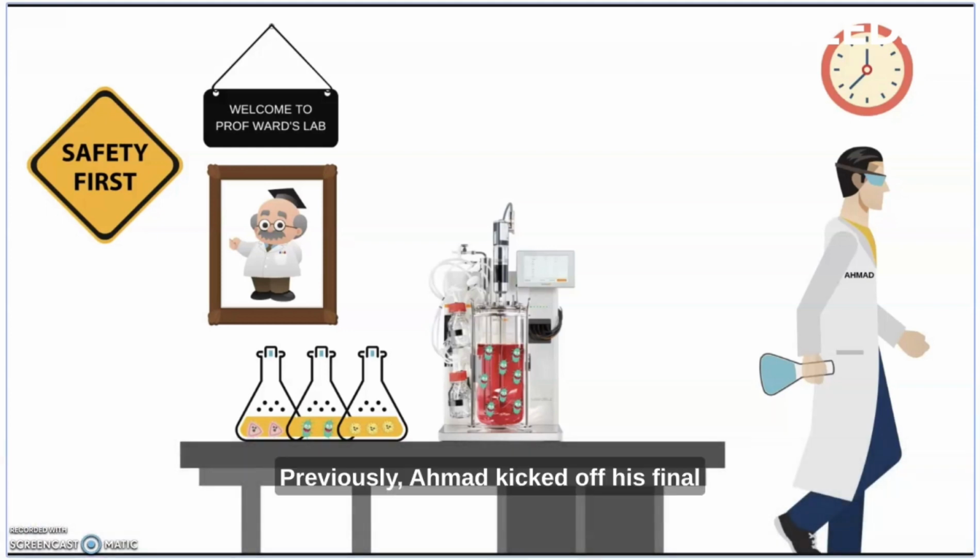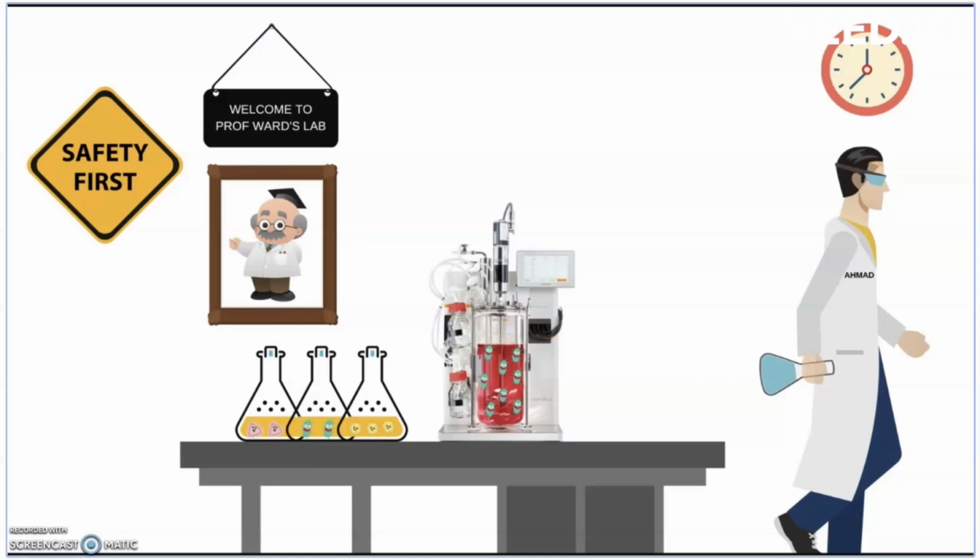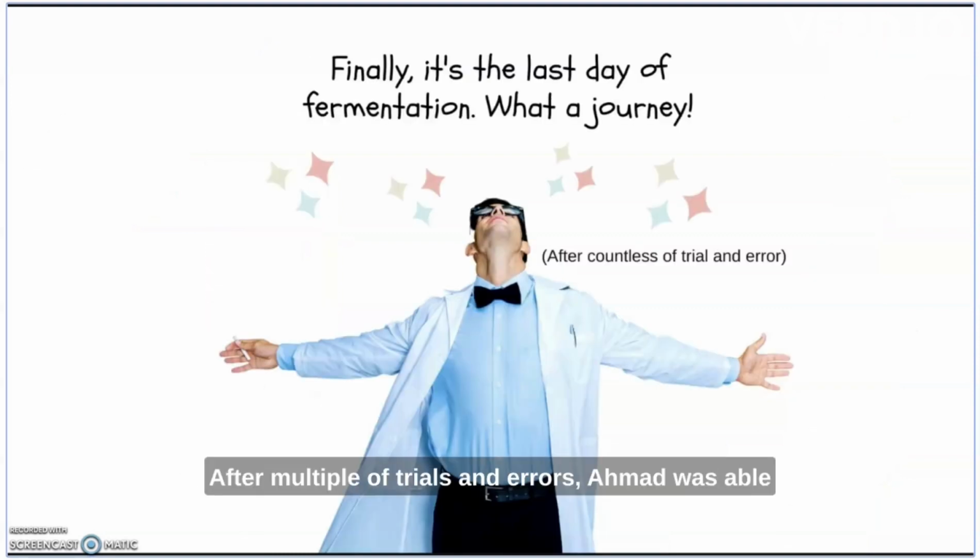Previously, Ahmed kicked off his final year project by first screening and identifying his target microorganism. After multiple trial and error, Ahmed was able to ferment the microbe to produce his target products. Woo! And not only that, he has also identified the favorite media, or food, of his microbes, that make them happy and produce high product titer.